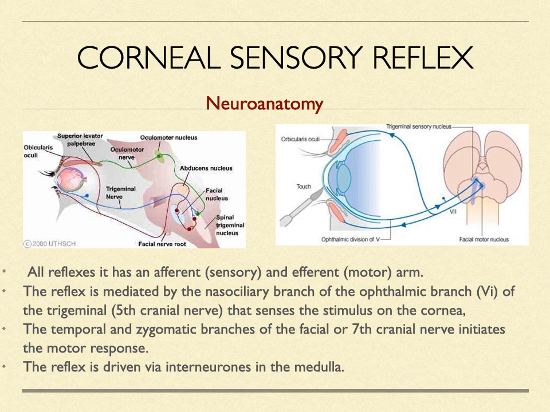This, as with all reflexes, has an afferent, which is sensory, and an efferent, which is motor. You touch, you use the sensory afferent, and you have a reflex through the motor closing the eye. The reflex is mediated by the nasociliary nerve, which is a branch of the ophthalmic branch of the trigeminal, the fifth cranial nerve, and senses stimulation on the cornea. The temporal and zygomatic branches of the facial nerve, the seventh cranial nerve, initiate the motor response, which is blinking. When you touch the cornea, just touching, not hurting it, there is reflex blinking, and the reflex is driven via interneurons in the medulla oblongata.